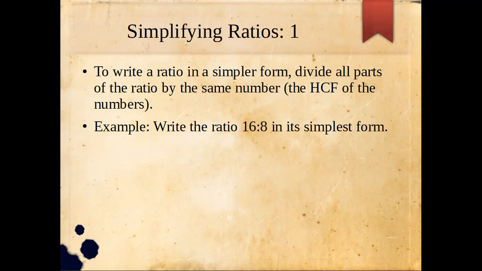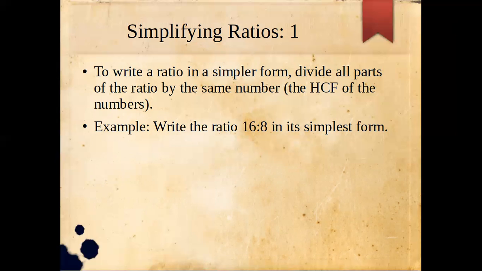So simplifying ratios part 1. To write a ratio in a simpler form, all you have to do is divide all the parts of the ratio by the same number. And this number is going to be the highest common factor of the numbers. If you don't know what a highest common factor is, go watch the video on that and make sure you're familiar how to work out the highest common factors of two numbers.